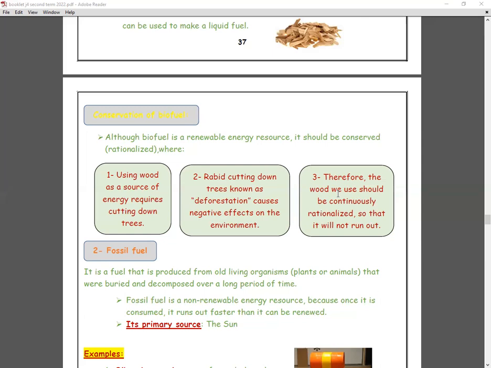So number 3 will be the wood we use should be rationalized in a continuous way so that it will not run out. Okay, so we have to do it by rules or by specific steps.